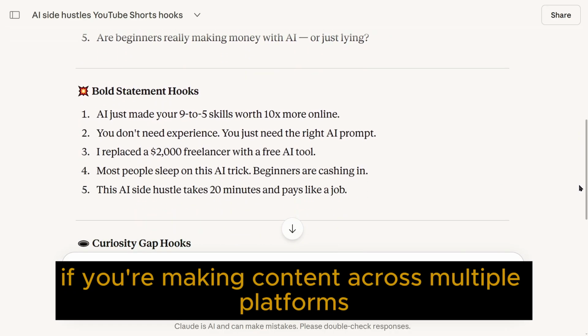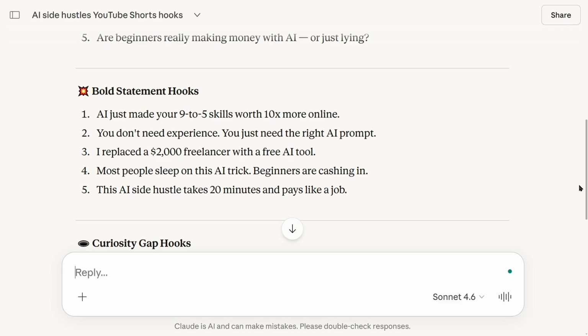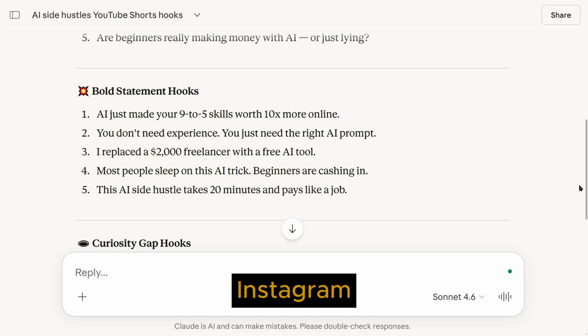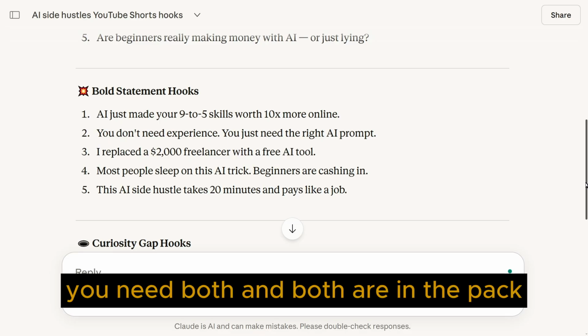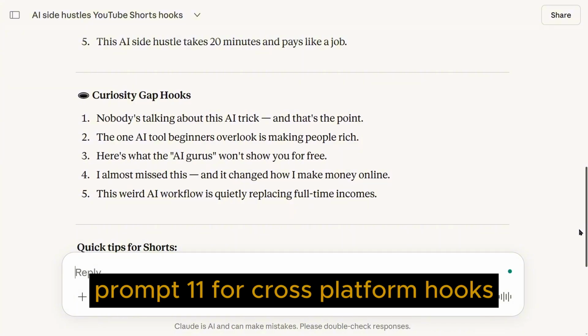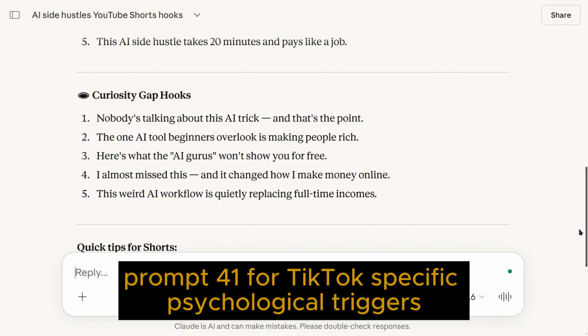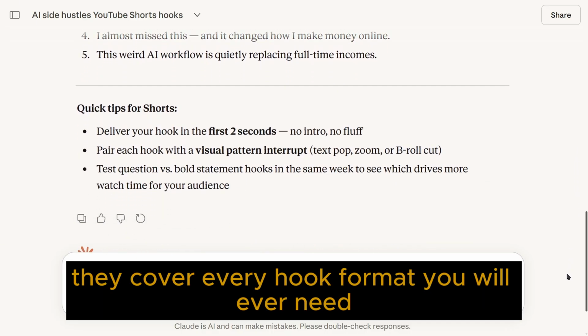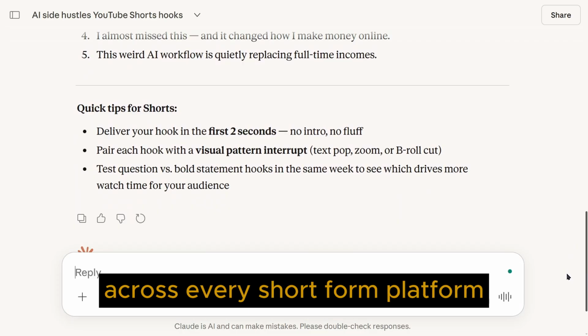The right prompt depends on the platform you're creating for. If you're making content across multiple platforms, YouTube, TikTok, Instagram, you need both, and both are in the pack. Prompt 11 for cross-platform hooks, Prompt 41 for TikTok-specific psychological triggers. Together, they cover every hook format you will ever need across every short-form platform.